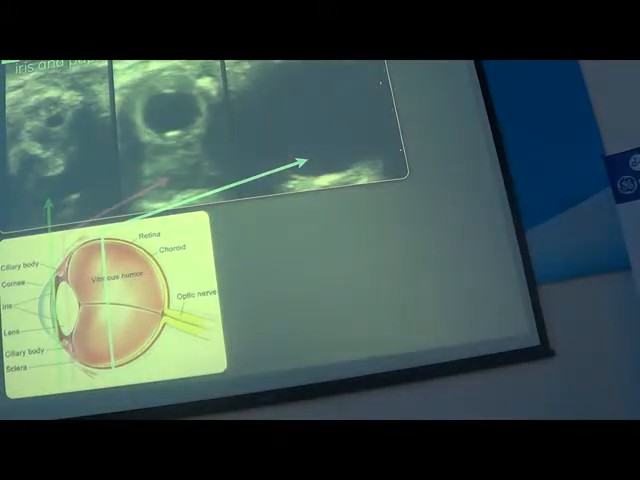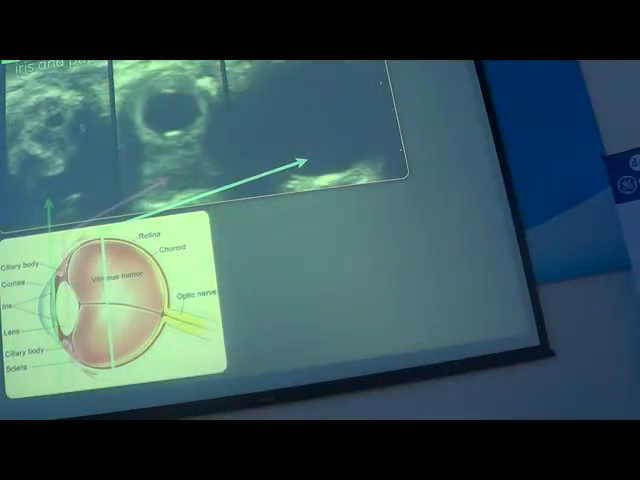And here, the eyes with different sections with the orbits. Here are the eyes with different sections. This section goes through the eyes. Lens. Here is the lens.